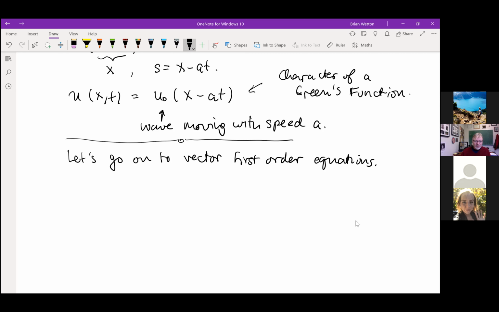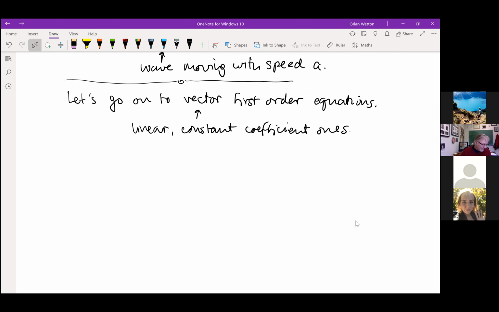And when we talk about vector first order equations, we can also talk about conservation laws and shocks and everything, but that's a bridge too far for Math 400. So we're going to stick with the linear constant coefficient ones. Okay, so I'm going to have a vector u of x and t with n components.